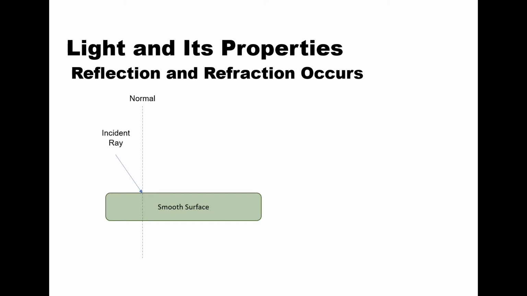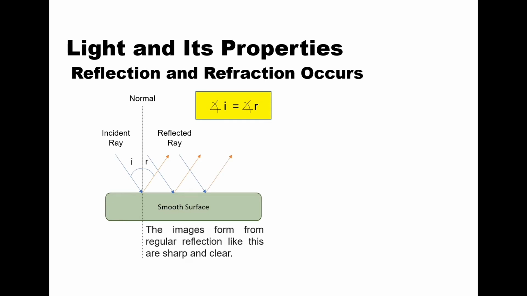When a ray of light strikes the surface of a smooth object, it is reflected. This ray of light is termed the incident ray, and the angle formed by the incident ray and the imaginary line, known as the normal, is termed the incident angle. In regular reflection, the incident angle is equal to the angle of reflection. A clear and sharp image is formed when regular reflection takes place.